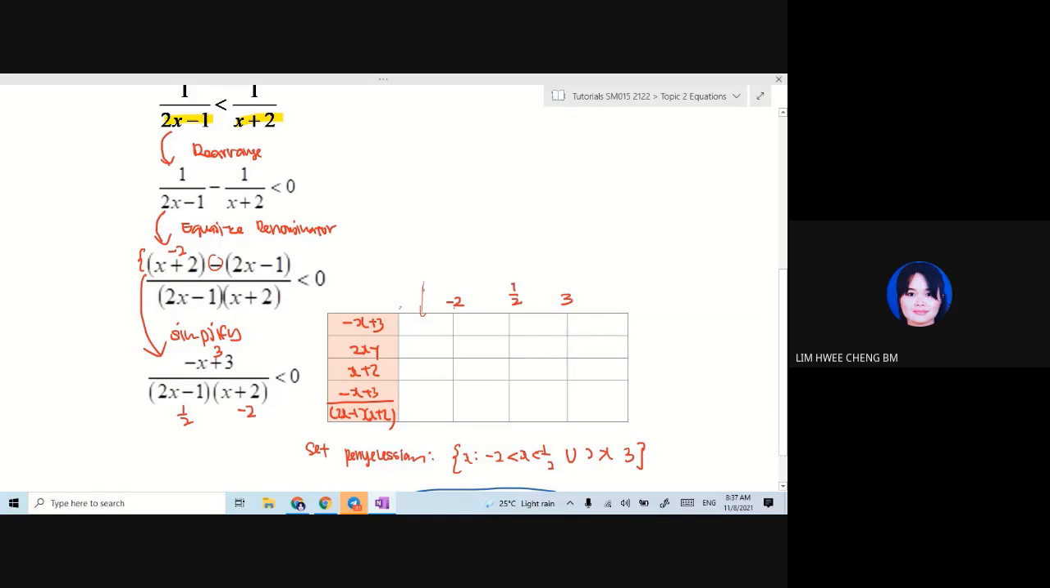Boleh? Put an empty column because you want to test this region. This region is the region less than minus 2. This region is in between, this region in between, and this region should be x is greater than 3. So, boleh? Please make sure that you do. Then you put the zero. You look at the question: this one is less, you don't have the equal sign. Since you don't have the equal sign, that means all the zeros should be empty circles. Boleh? So this is the empty circle. You bring down 2x minus 1, the zero should be 1/2. So you just bring down.